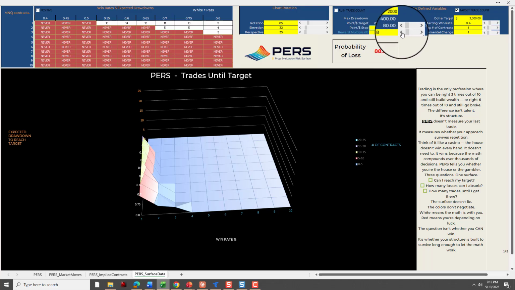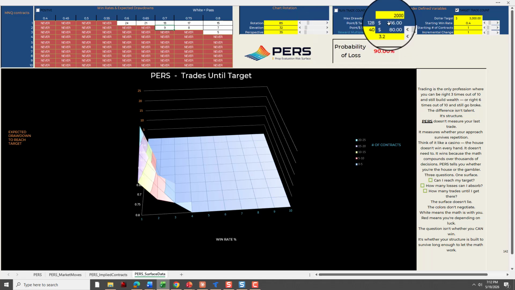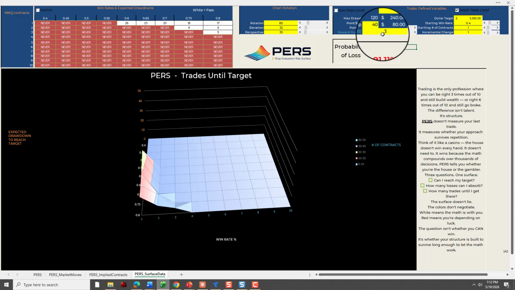So let's bring it back down to earth. I'll bring it down to maybe 3. Okay, you see the number of trades required? It goes up because you're not getting such a return. And keep your eye on this number. I'm risking $80 to make $256. Let's put it to 3. I'm risking $80 to make $240. Well, I got to take more trades now because I don't have as high an R multiple.